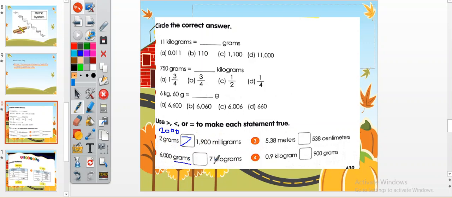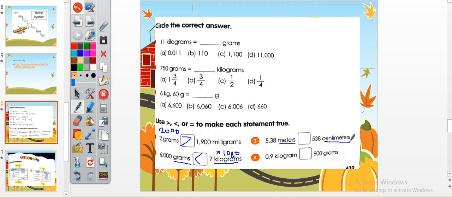From grams to kilograms, okay, you will say it's easier to multiply. So you're gonna multiply this by 1,000. You will get 7,000, which is also bigger than 6,000 grams. Look at this one, from meters to centimeters.